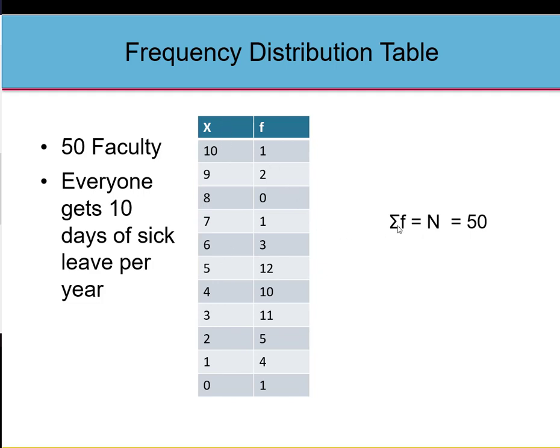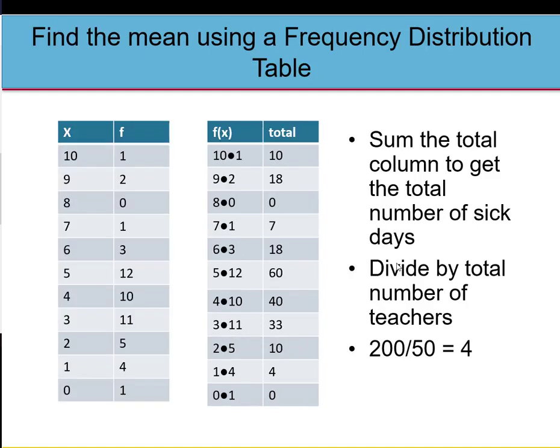If you sum the frequency, all of these, that will get you back to your sample size. So 50 faculty members, everyone gets 10 days of sick leave. So we start with 0, because some people could possibly have taken no sick days, and go all the way up to 10. If we sum this column, we get our sample size.